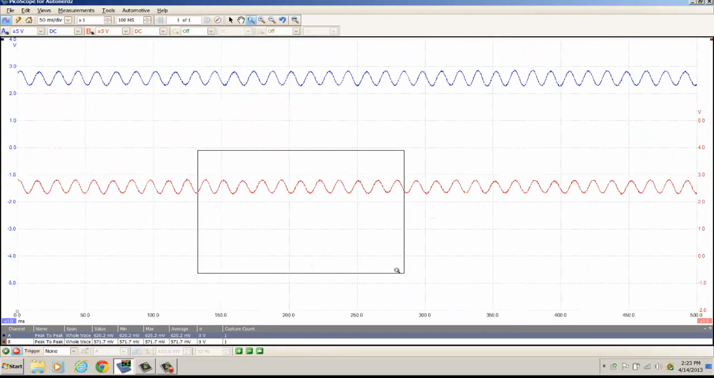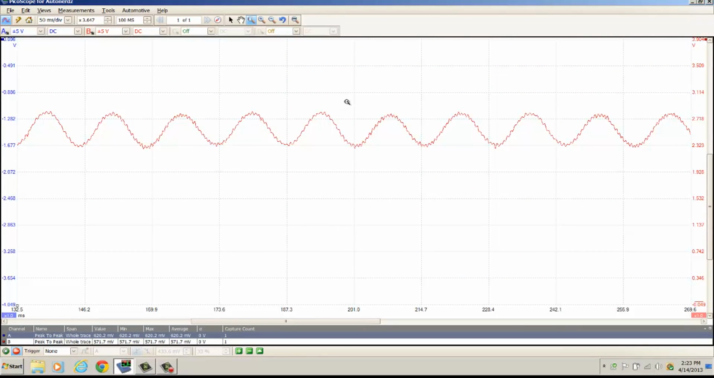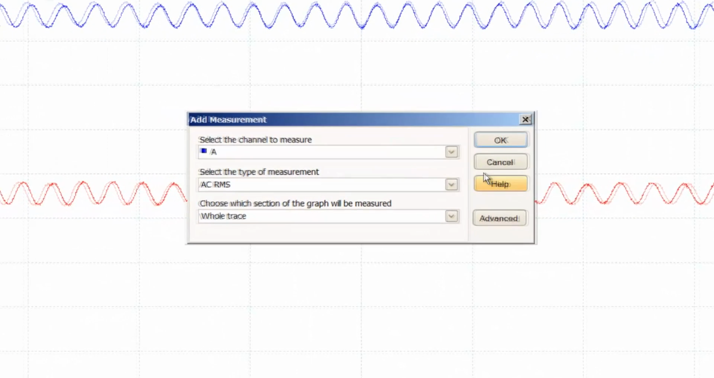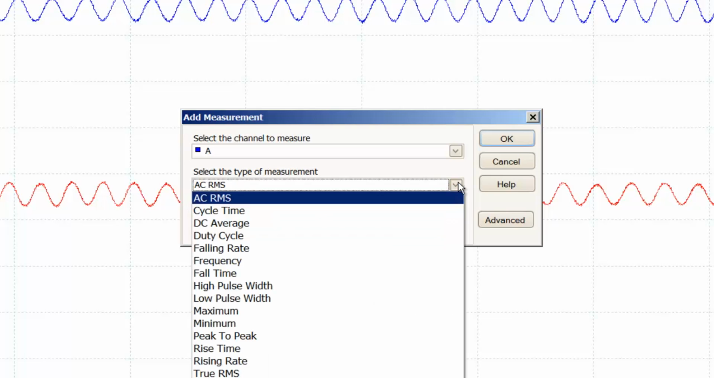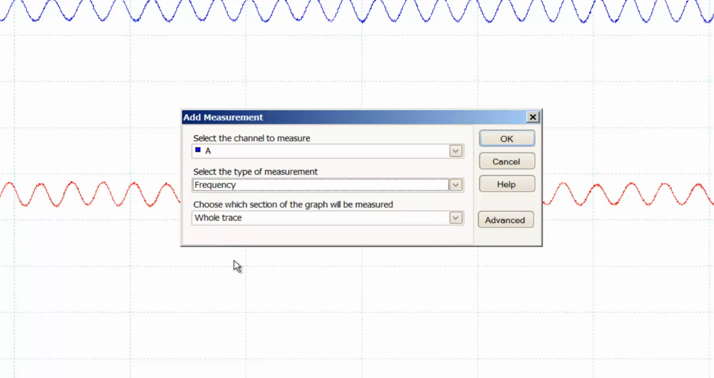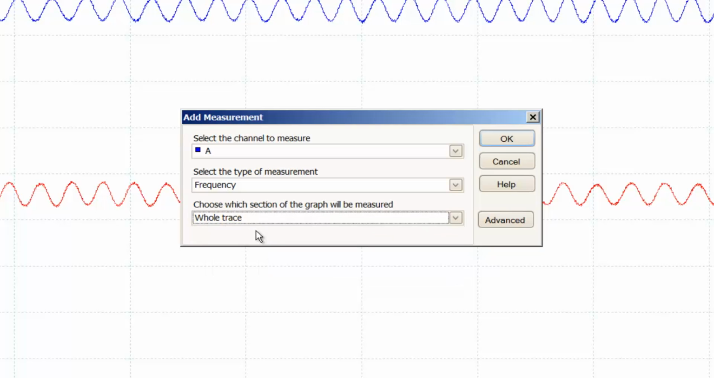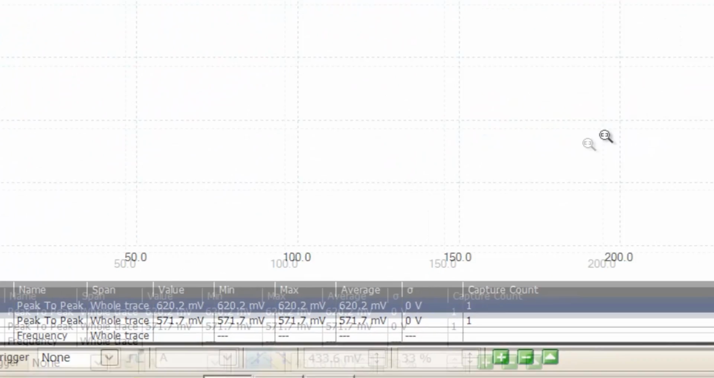Let's see. Another thing we can look at is the frequency of this, okay? We can also see, let's go ahead and get a measurement for that. So let's look at channel A. We want to get a frequency. We'll put that in there, whole trace. And by the way, if you're only interested in a certain part, you could actually get it between the rulers. Okay, so we're going to do the whole trace.